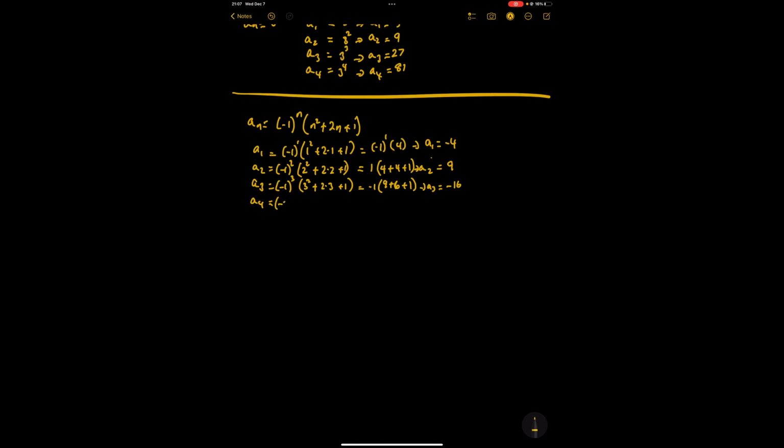So negative 1 to the power of 4 times 4 squared plus 2 times 4 plus 1. That's going to be positive 1 times 4 squared, which is 16, plus 2 times 4, which is 8, plus 1. And so a4 is equal to 25.